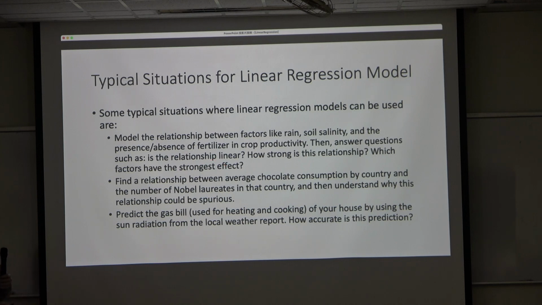We know they have a relationship, but the relationship may be linear, or it may not be linear. If it's linear or not, then how strong is this relationship? Which factors have the strongest effect? Because there may be several factors that impact the result.